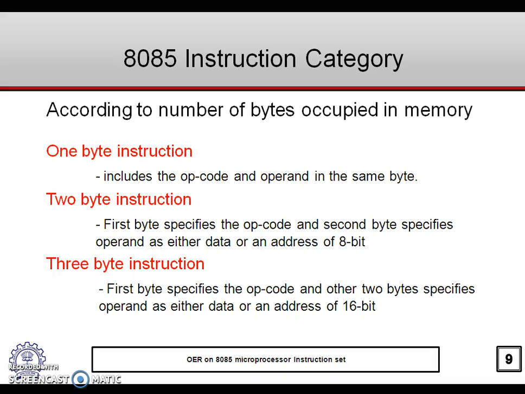3 byte instruction means it occupies 3 bytes in memory. One instruction occupies 3 bytes in memory. The first byte is always opcode, and the second and third bytes are 16-bit data or a 16-bit address.